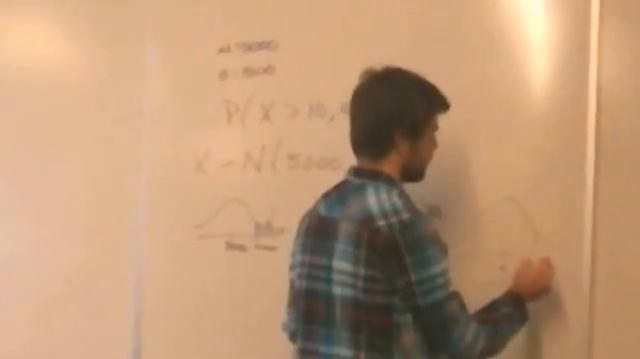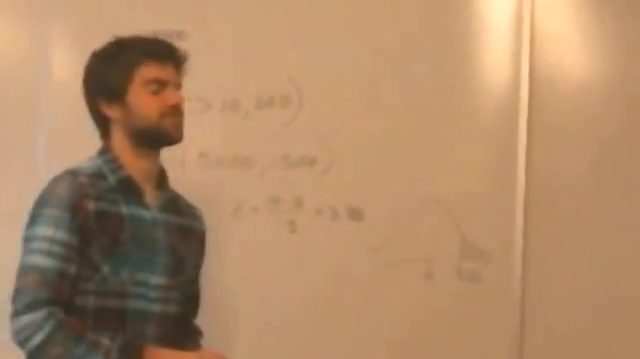Someone else wanted to double check. Yeah, you got it. Someone else got it? Yeah, 3.33. All right. So the z-score is 3.33. I'm looking at this area here. How do I find that? I use the chart. Yeah, I use the table.